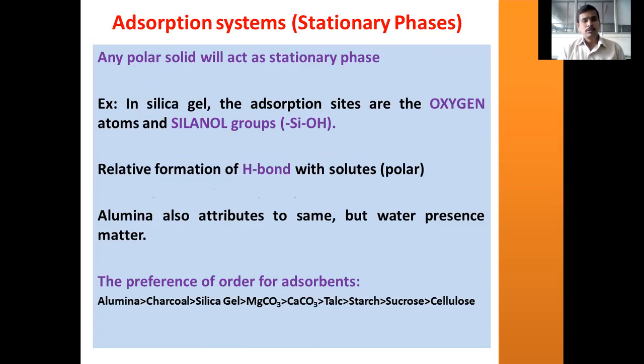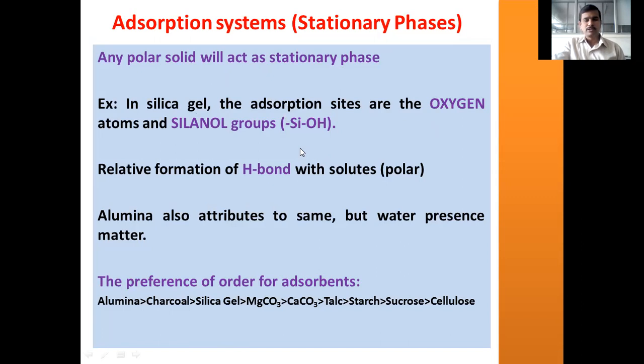When we do separation based on adsorption of the solutes, we need an adsorbent as a stationary phase. So what kind of adsorbent will we be using? The adsorbent will be any highly polar solid, which will act as a stationary phase, such as silica gel or alumina or charcoal or starch, whatever it is. It will create an atmosphere in such a way that the adsorption sites of this polar solid welcome the group of solutes to interact by hydrogen bonding.